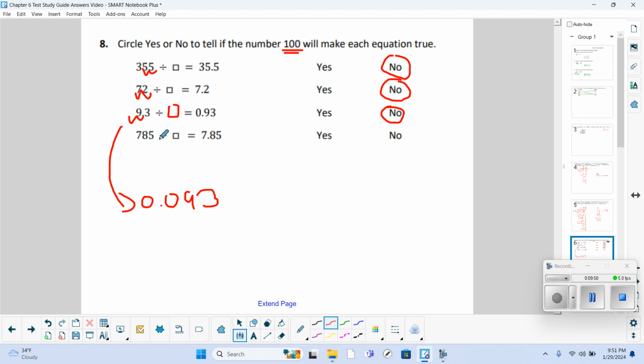And this one, 785 divided by 100 would be 1, 2 spaces over, 7.85. Yep, 7.85 does match, so there's a big yes.